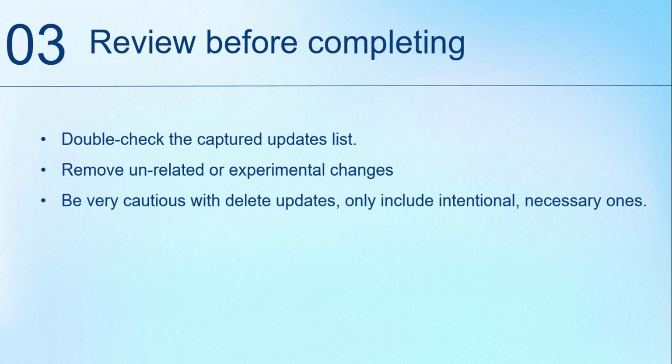So when you try to commit in another, higher instance, it will create a problem, in the sense that it will throw an error, and then you have to resolve it. Next: remove unrelated or experimental changes.